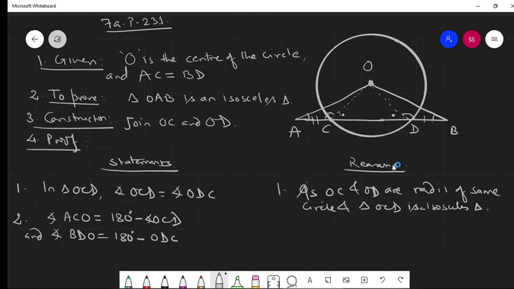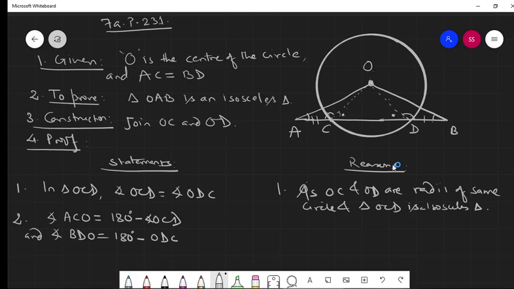Now dear students, therefore 5 number, triangle ACO is congruent with triangle BDO. The reason is by side angle side. This is side, this is an angle, and this is side. Yes, axiom.